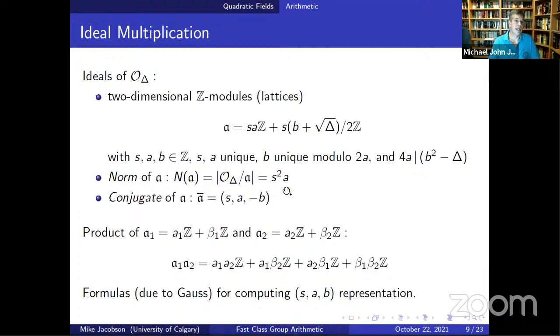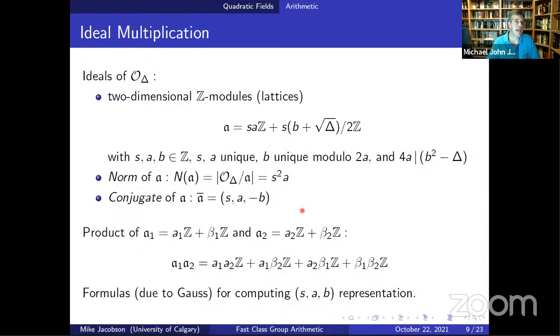Two terms that I'll need in the next slide or two. The norm of an integral ideal is just the index of the ideal in the maximal order. In this representation, the nice aspect is we can immediately write down what that norm is. It's just S squared times A. And the conjugate of the ideal is just the ideal that consists of all the conjugates of the elements inside of it. In this representation, it's easy to write that down as well. We just negate the B coefficient.